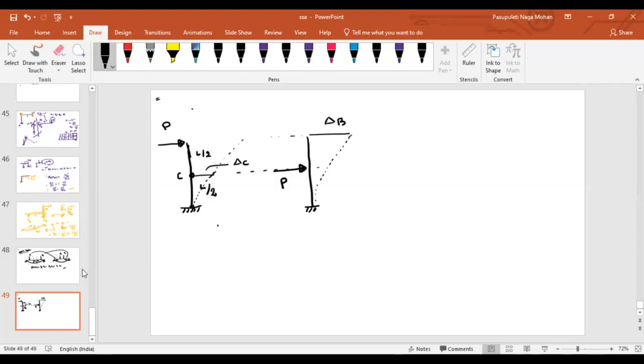Can I apply the reciprocal theorem for this case? If you use the reciprocal theorem, can you tell me what equation you will get? Please, at least tell me. What is the load in the first case? P. P into delta B plus P into delta C. Deflection in the second case, delta B, will be equal to the load in the second case, which is also P.